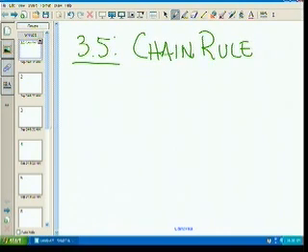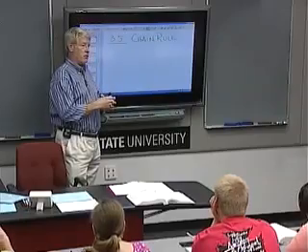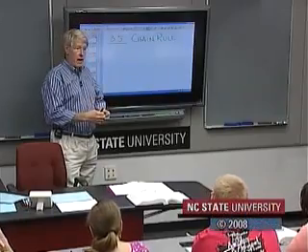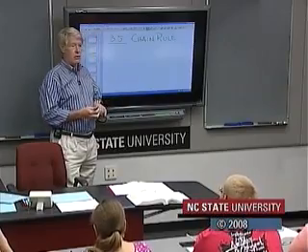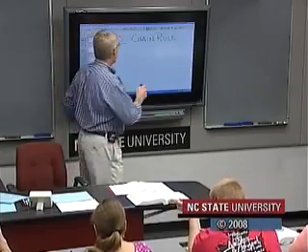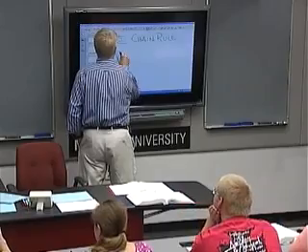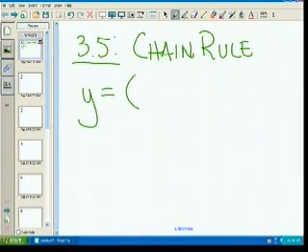The chain rule is for composed functions. So not just functions of x, we're not just squaring x or cubing x, but we're squaring some function of x or cubing some function of x. So instead of x to a power, let's start with this example.